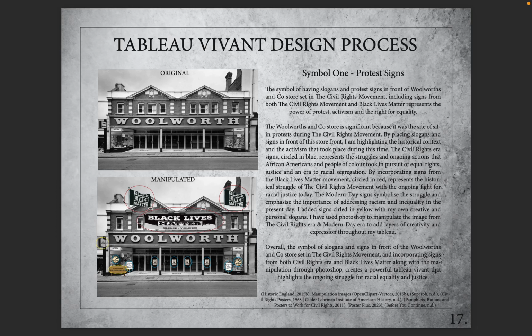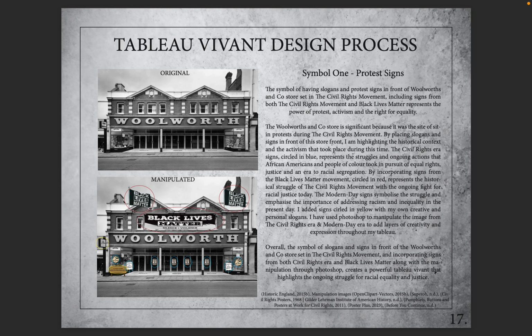So I go straight into my Tableau Vivant design process and my symbols throughout my Tableau Vivant as well. My symbol 1 is protest signs. The symbol of having slogans and protest signs in front of my Woolworths & Co. storefront in the civil rights movement, including signs from both the civil rights movement and Black Lives Matter, represents the power of protest activism and the right for equality.